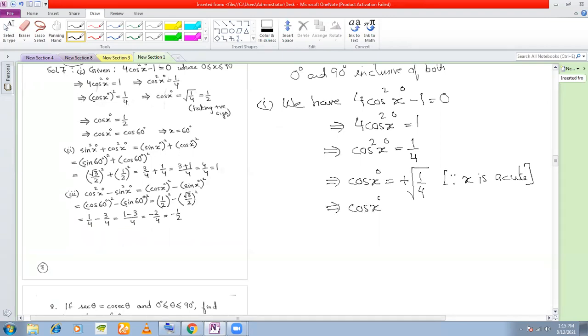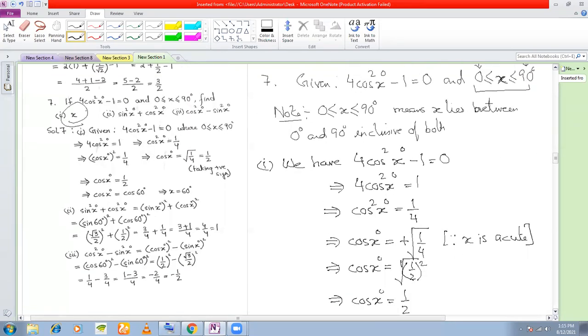That means cos x degree must be equal to square root of 1 by 4, which is how much? Half. Let's write it this way: square root of half square. That means cos x degree is half. What is the value of cos which is half? Cos 60 is half. Again, do not cancel cos from both sides. So you get x is equal to 60 degree. Okay, that answers the first question. Find the value of x.